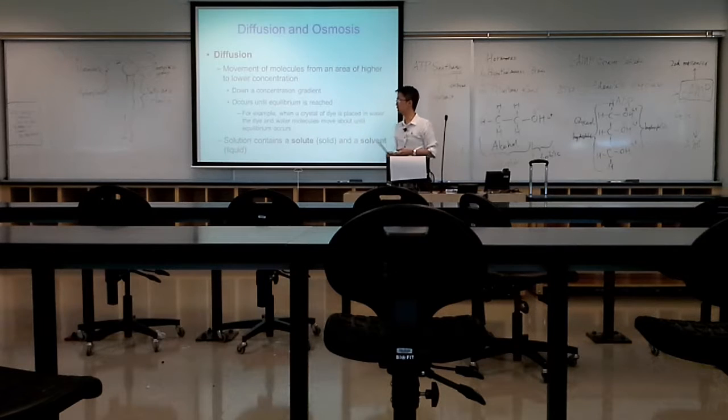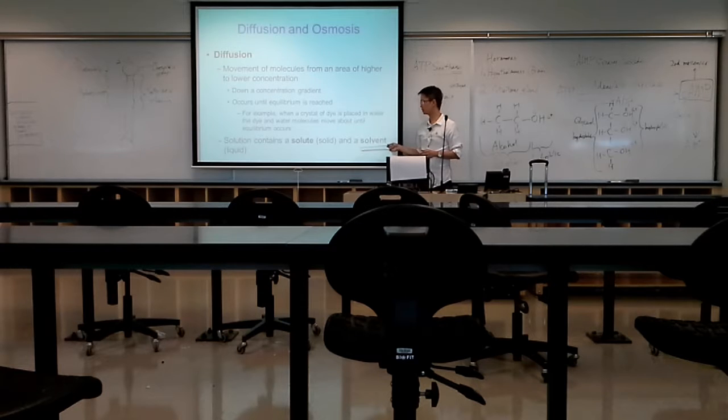It occurs until equilibrium is reached. What does it mean, equilibrium? That means it is the same. The concentration becomes more or less the same. It gives you an example: a crystal dye put in the water, and then the water molecules will move, and the dye and the water molecules mix. That means the dye will disperse into the water, that means dissolve in the water, until the entire water has a homogeneous color.